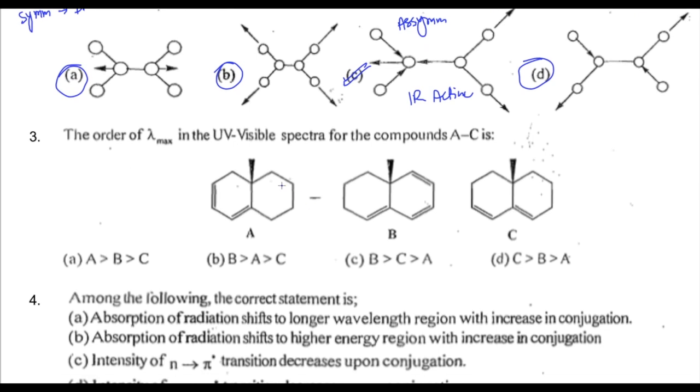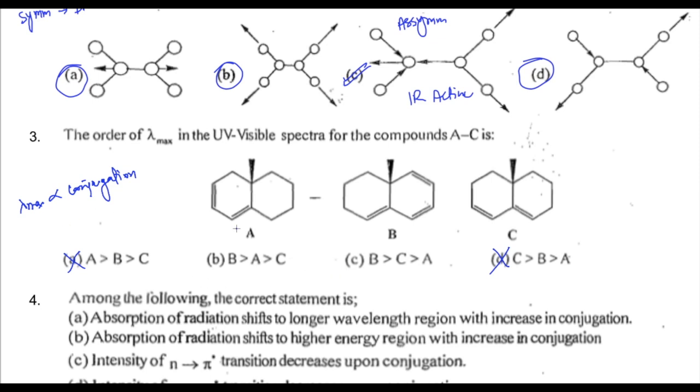It says the lambda max in the UV visible spectrum of the compounds from A to C is, it can be easily understood if you look at the molecules. Here you can see the conjugation is highest for option B. If the conjugation is more, that will increase the lambda max, right? So lambda max is directly proportional to conjugation. So obviously option B will be the highest, so neither option A nor option D is correct. Option B or C, either of them could be correct.